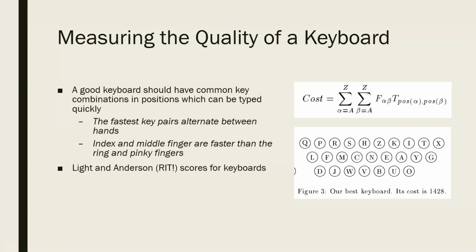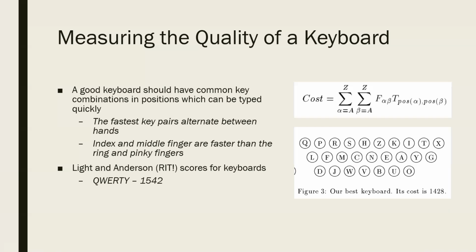So these researchers were named Light and Anderson. They are actually researchers from my alma mater, RIT. And they developed a system of making scores, a numerical score for these keyboards. They developed a system of costs according to where these keys were laid out in relation to each other and the frequency of words in English. You end up getting a numeric result for the quality of the keyboard.